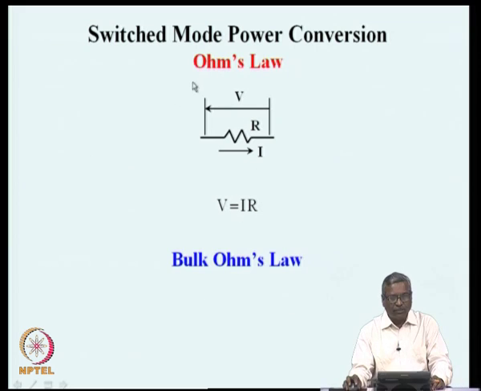Now, we might take a small detour to come back to the magnetic circuit. This is Ohm's law, which relates the voltage across the resistor to the current through the resistor through the value of the resistance. V is equal to IR, and this is the bulk Ohm's law, where the terminal voltage is related to the current through the bulk resistance R, and V is the voltage across the resistor. It is the product of the current and the resistance of the element.